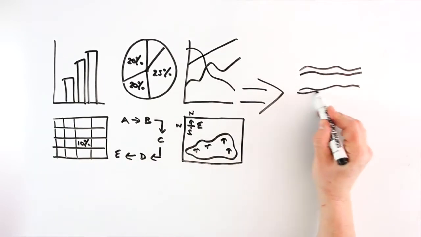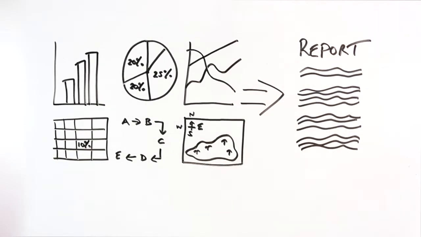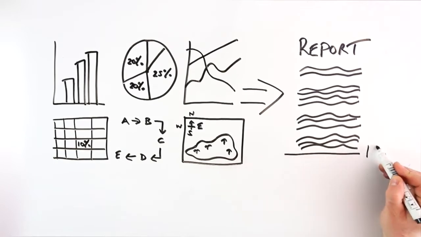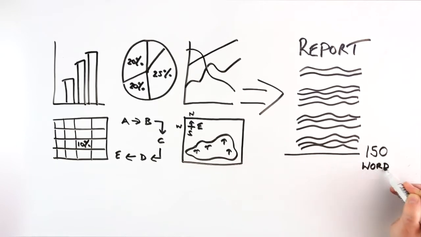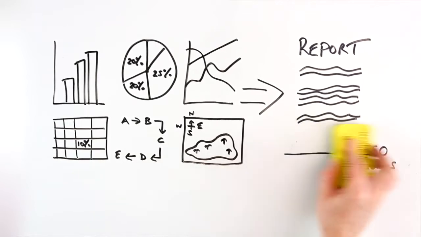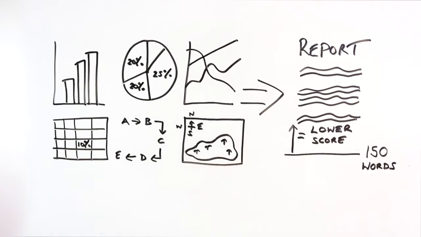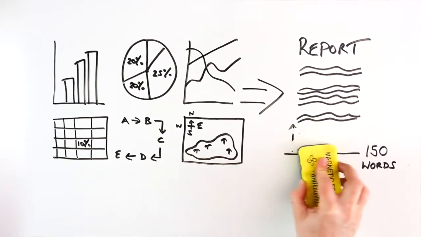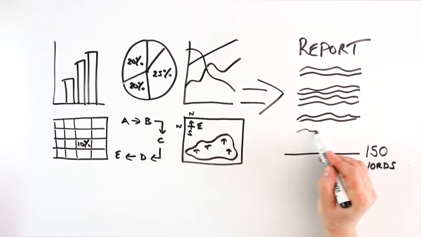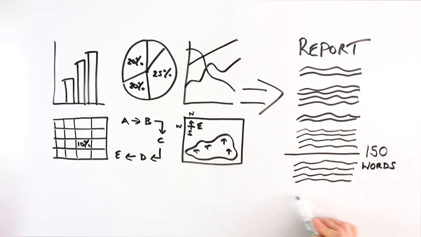The word count for your report is important. It must be at least 150 words long. If you write less than 150 words, you will receive a lower score. There is no upper word limit. If you wanted to, you could write 500 words. However, this is a bad idea.